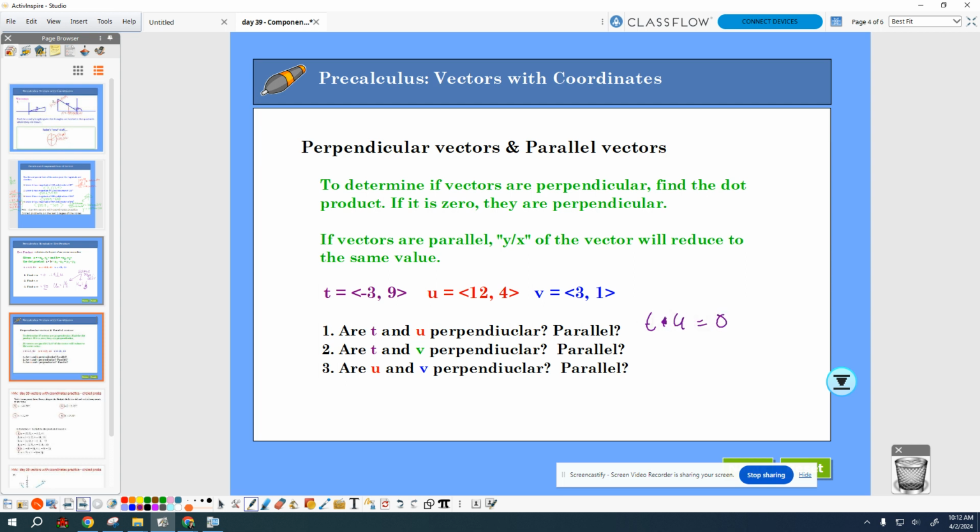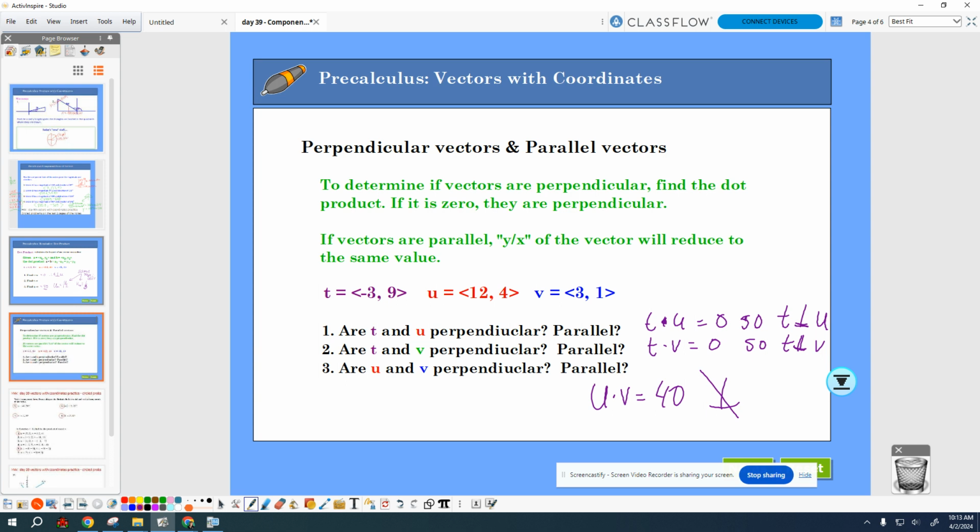T dot U was 0, which means those guys are perpendicular. And T dot V also was 0, so T and V are also perpendicular. Then we just did U dot V, and we got 40. They are not perpendicular. They might be parallel. We need to do a different check.